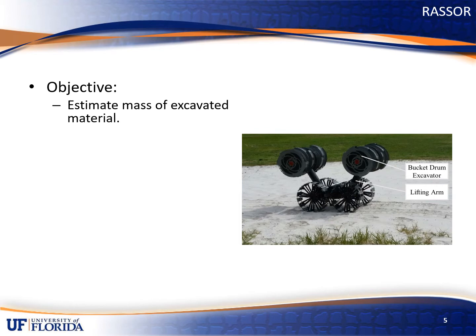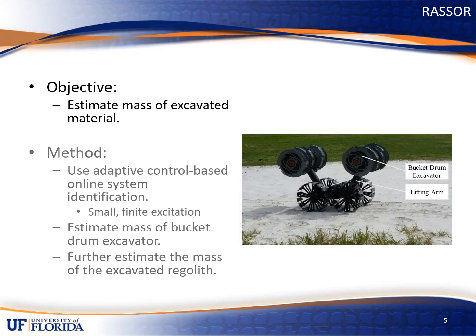In this paper, our objective is to indirectly estimate the amount of mass that has been excavated by RASSOR online. This objective is completed by using an adaptive control-based online system identifier in which the bucket drum excavator and lifting arm are excited. In doing so, the mass of the bucket drum excavator containing regolith can be estimated online. Since the mass of the bucket drum excavator is a known quantity, we can use our estimate to determine the mass of the excavated regolith.